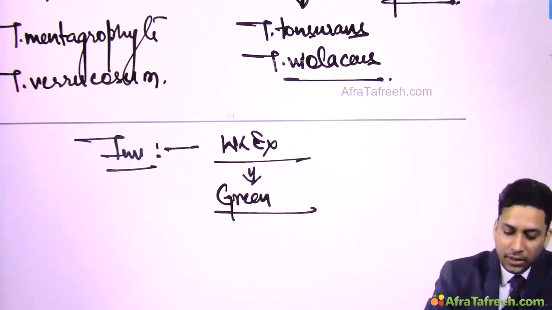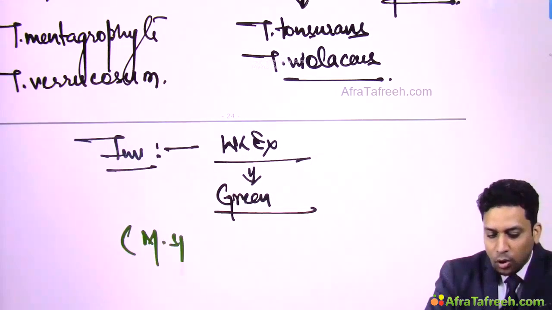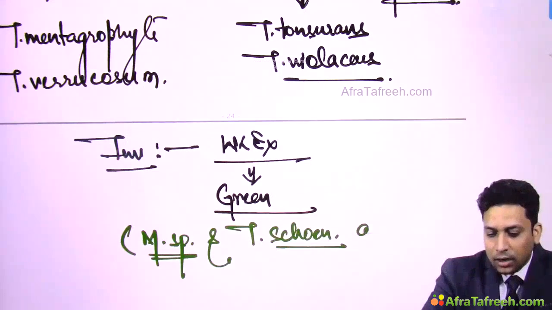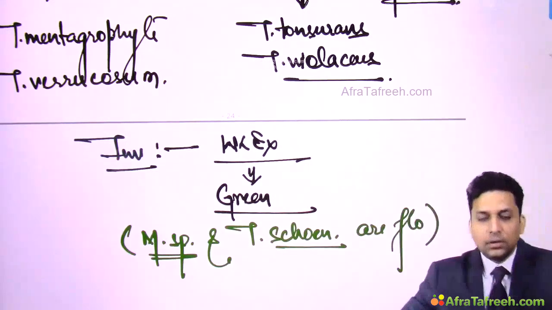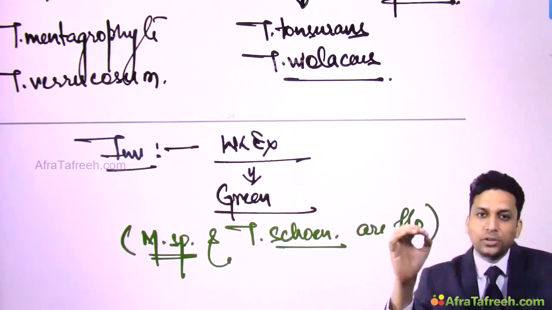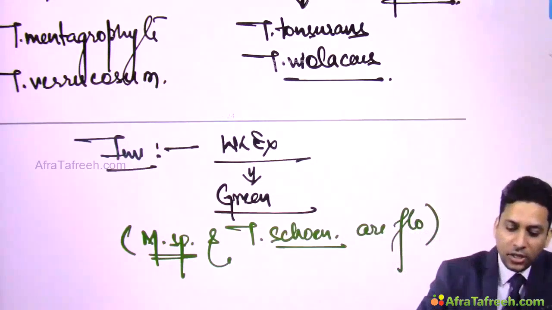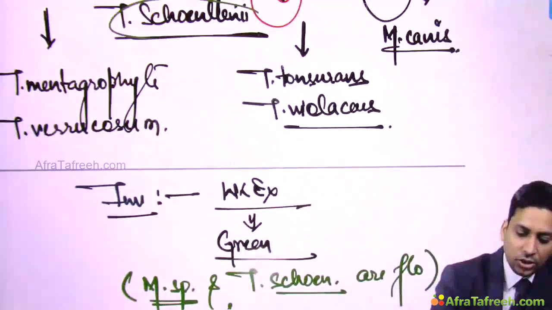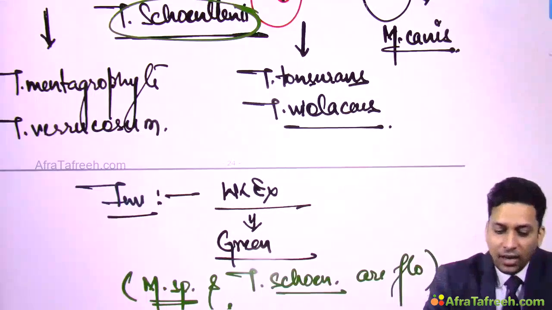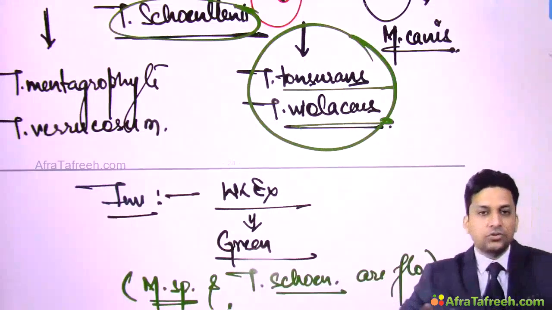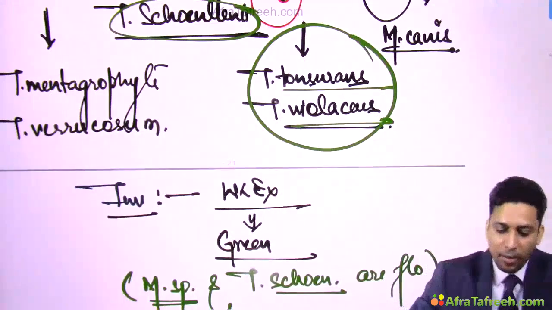So remember that all the Microsporum species and Trichophyton schoenleinii species are fluorescent. So if the patient comes with favus and the causative agent is schoenleinii, then you will get fluorescence. While if the patient is suffering from black dot and the causative agent is tonsurans and violaceum, you won't get green fluorescence. Okay, so remember this point.